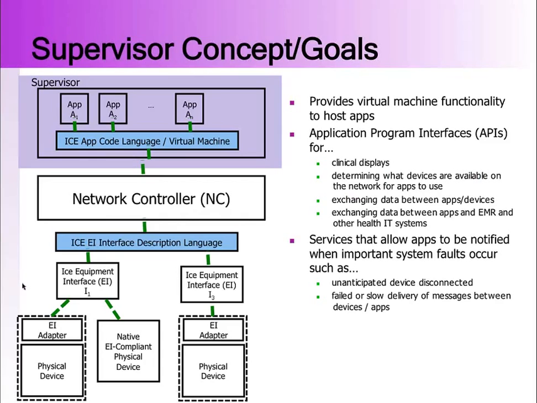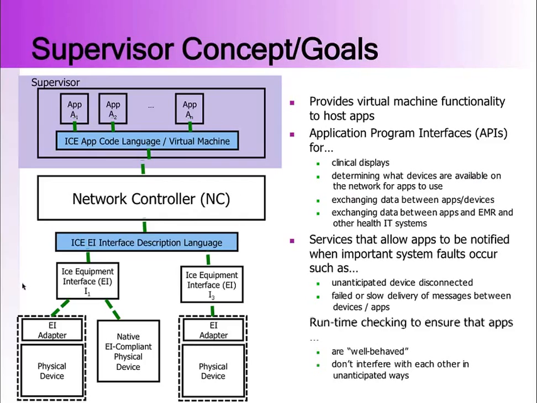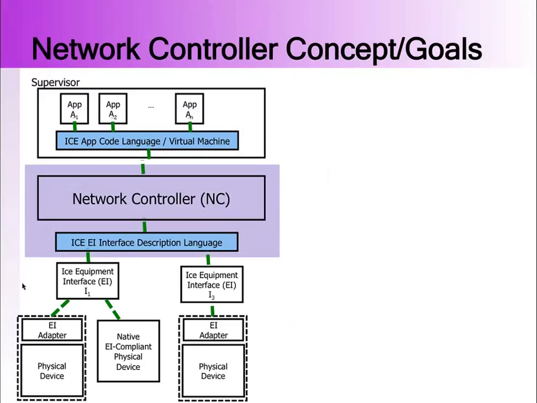It also includes a fault notification system, so when you're getting an unanticipated device disconnect or failure to deliver the appropriate quality of service, there's an entire messaging framework that's specified where apps and the supervisor itself can be notified of the failure to achieve the specified QoS properties, and you're notified to take appropriate action. I won't go into the details of that. There's also runtime checking to ensure that the apps are well behaved in various ways and don't interfere with each other in unanticipated ways.